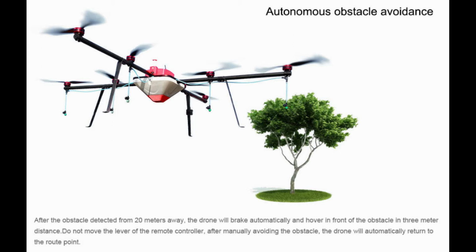After the obstacle is detected from 20 meters away, the drone will brake automatically and hover in front of the obstacle at a 3-meter distance. Do not move the lever of the remote controller. After manually avoiding the obstacle, the drone will automatically return to the route point.